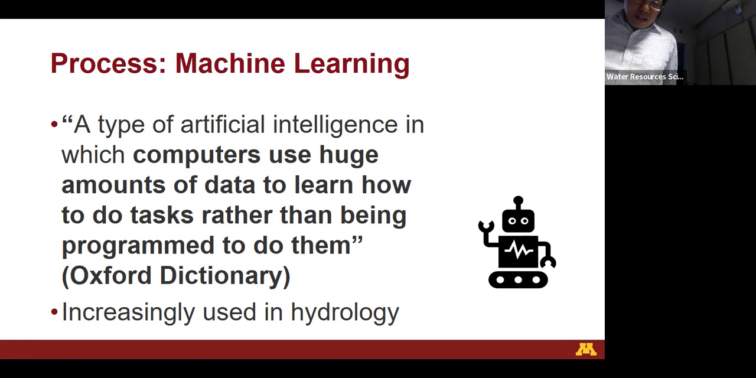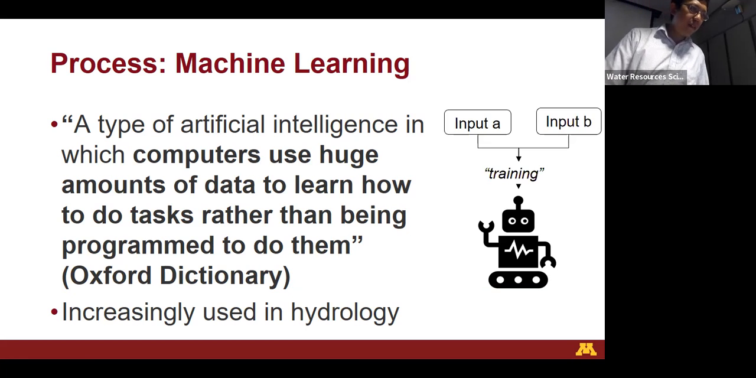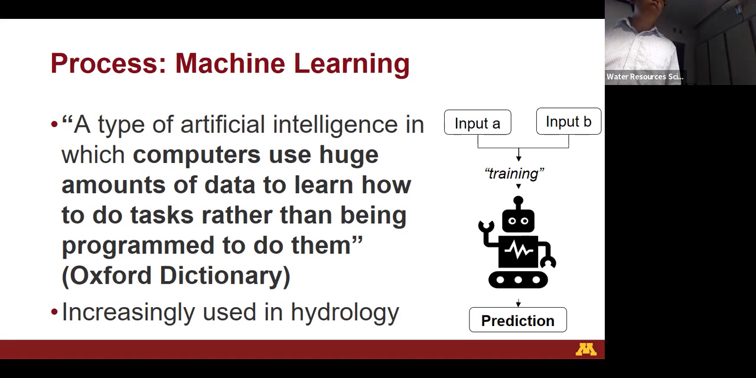This slide shows that in our research, we apply a machine learning algorithm for stream flow prediction. Machine learning, according to the Oxford Dictionary, is a type of artificial intelligence in which computers use huge amounts of data to learn how to do tasks rather than being programmed to do that. When computer scientists and hydrologists input weather data and hydrological variables to a machine learning algorithm, we are training it. After we train it with the input data, we use it for predicting the result.